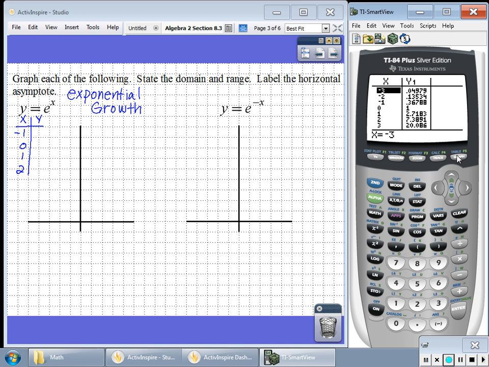So when x is -1, y is about 0.368. Okay? When x is 0, y is 1, and we know that because e to the 0, remember this is just a number, and any number raised to the 0 power is 1. E to the first power is 2.718-ish, and e squared is 7.389-ish.